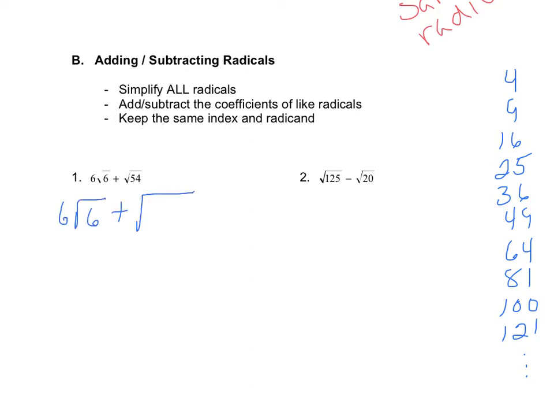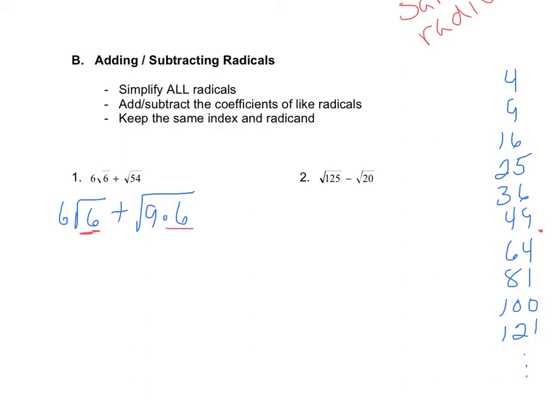54, let's see. 54 would fall right here. 49 can't go into it evenly. 36 can't. 25 I know can't. 16 times anything gives me 54? No. Can 9? Oh, yeah. We have 9 times 6. Well, right now it looks like I'm going to be okay, because if you realize, I may have a 6 underneath the radical sign for both.